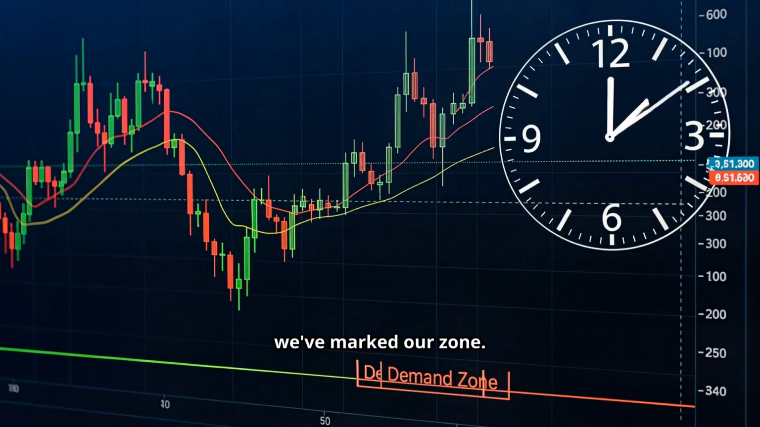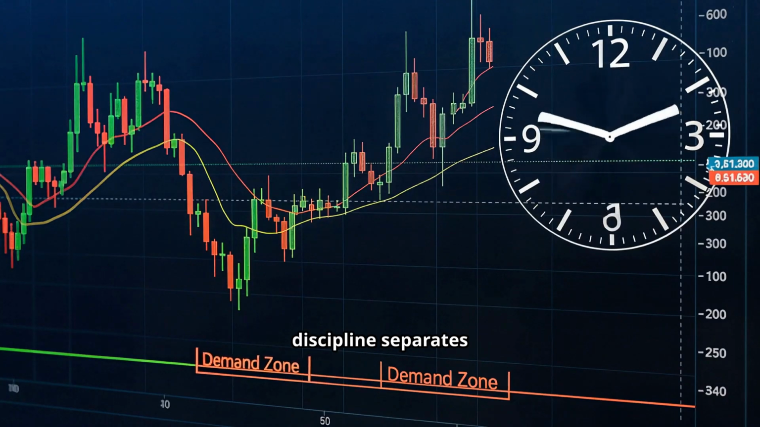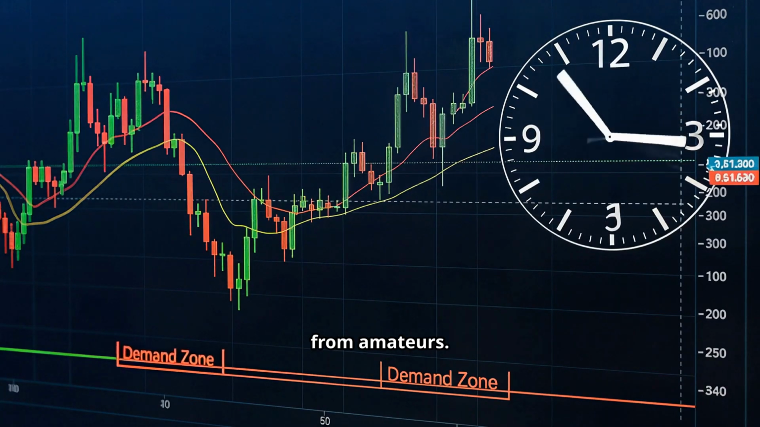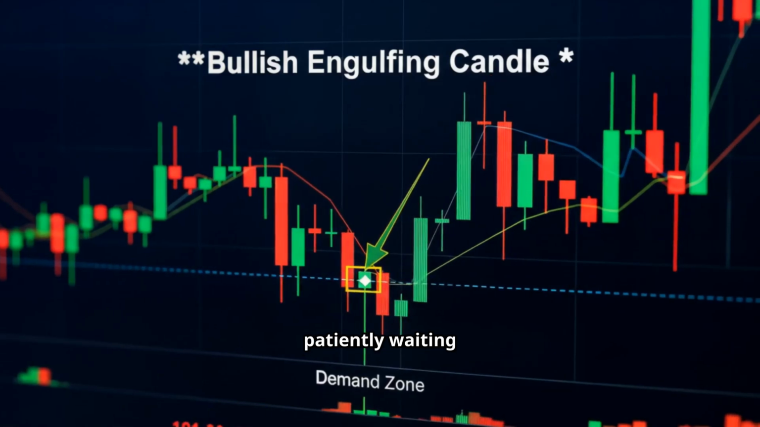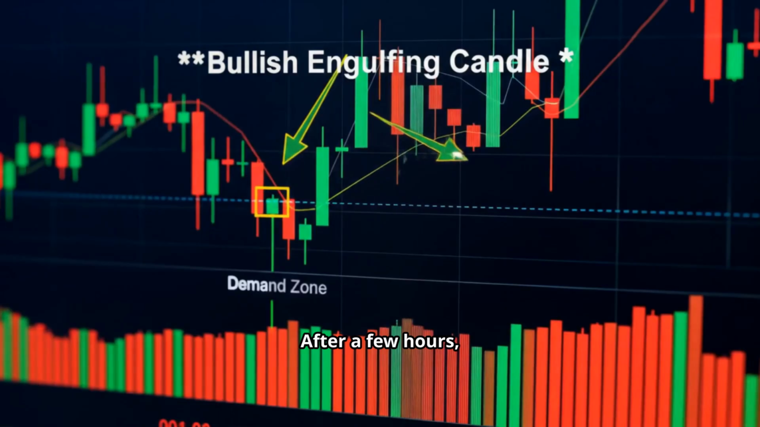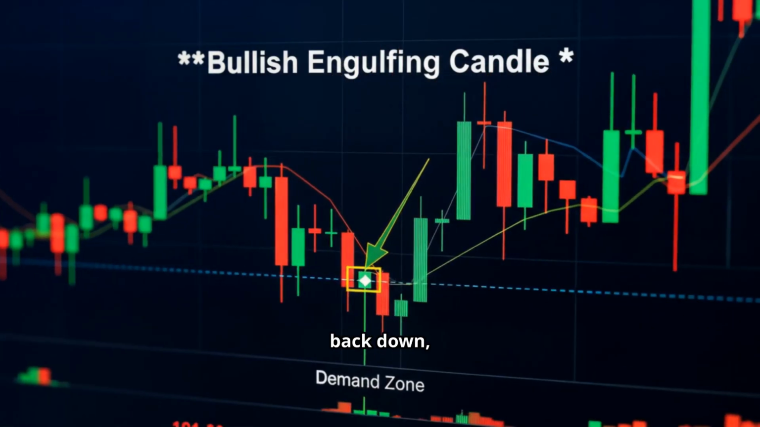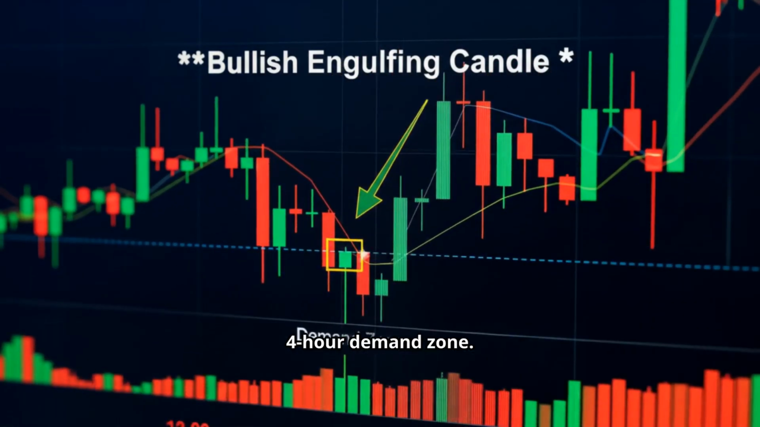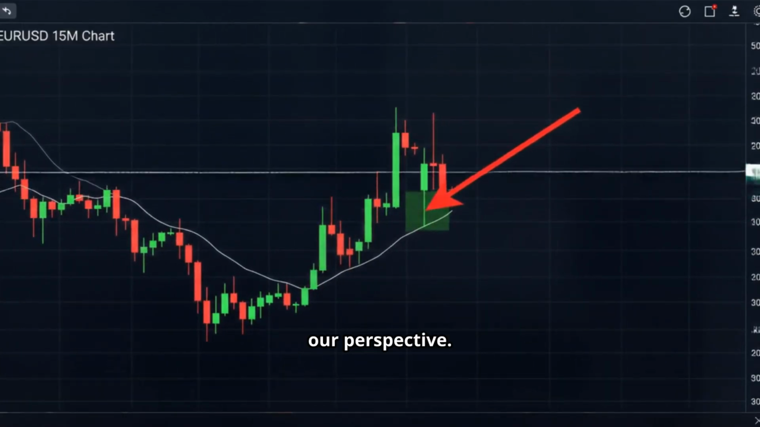So, we've marked our zone. What's next? We wait. This is where discipline separates professional traders from amateurs. We don't chase the price. We act like a sniper, patiently waiting for the target to come to our predefined location. After a few hours, or even a couple of days, we see the price begin its journey back down, approaching our 4-hour demand zone. As the price enters the upper edge of our zone, it's time to shift our perspective.